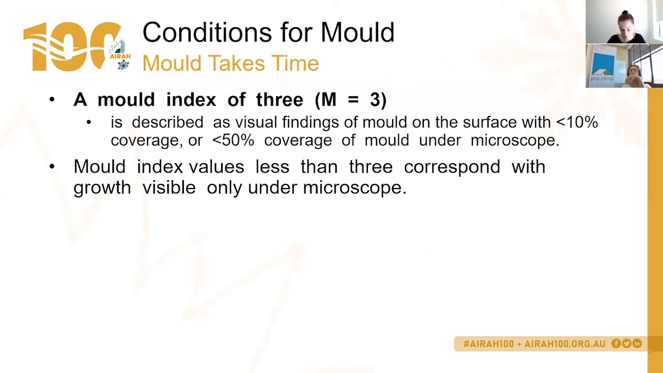So that's where we get into the mold index, which is outlined in AIRAH DA07, how to calculate the mold index. And a threshold is set of a mold index of 3. And this is off a bunch of international research. It's decades of research that has come up with this. And the mold index of 3 is essentially described as visual findings of mold on the surface with less than 10% coverage or less than 50% coverage of mold under a microscope. So the guide is actually saying some mold is acceptable. It's up to you as an engineer whether you say, well, actually, I want to target a mold index of 0 or 1 or whatever it might be, but 3 is where it set the benchmark.